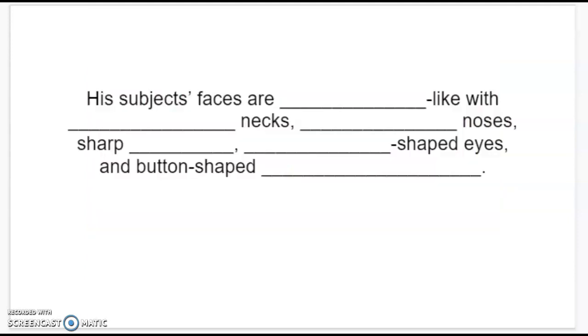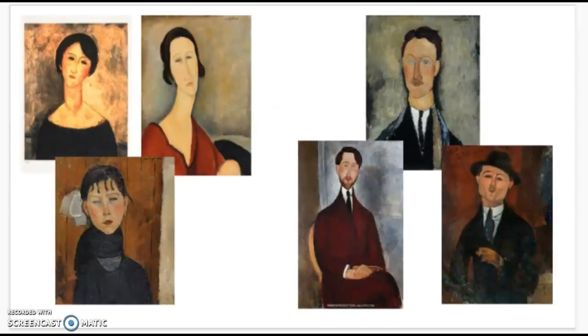So this is what I want us to take some notes on. I want you to write in your sketchbook this right here. His subjects' faces are blank-like with blank necks, blank noses, sharp blank, blank-shaped eyes, and button-shaped blank. So if we study some of his work, maybe we can start to fill in some of those words.